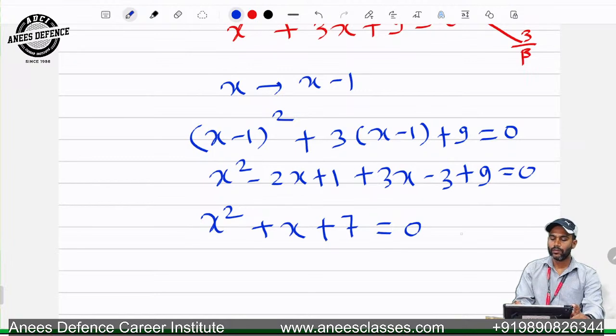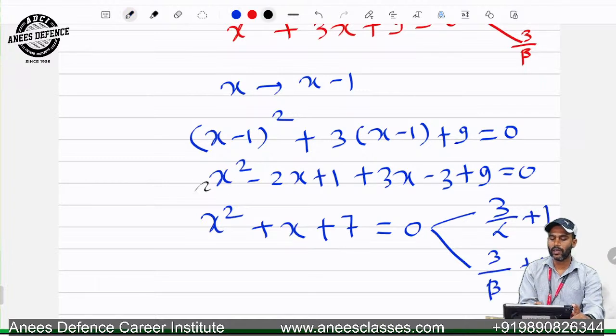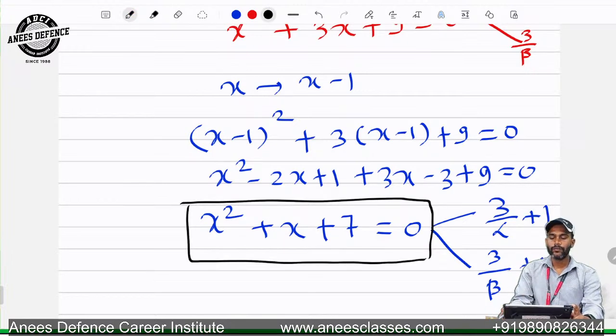Yes or no? So what would be the roots? 3 by alpha plus 1 and 3 by beta plus 1. Understood? So that is the final answer. I hope it is clear. Shall we move ahead? Yes, sir. Okay. Now next.